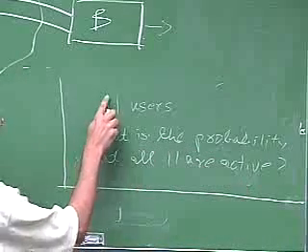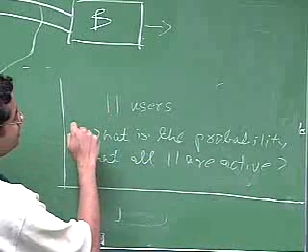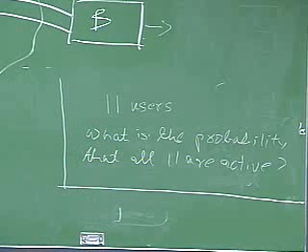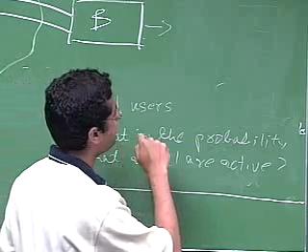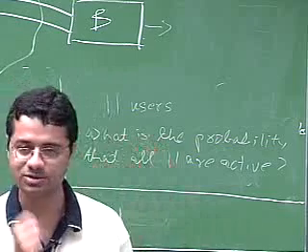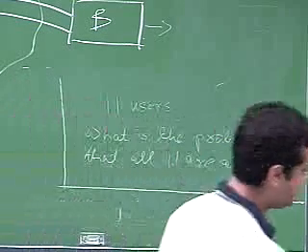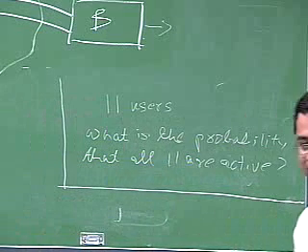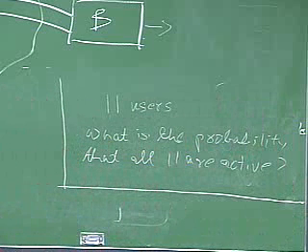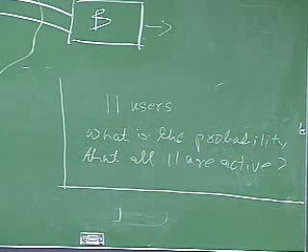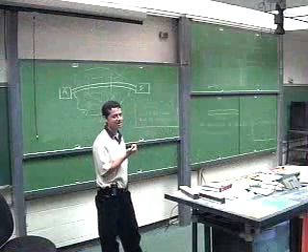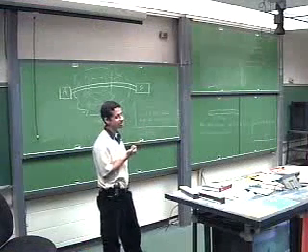Let's say we take any time slot, and 10% is the probability of any user being active. So the probability of being active is 0.1. Each user is looked at independently, and the probability of the user being active is 0.1. So what is the probability of 11 users being active?